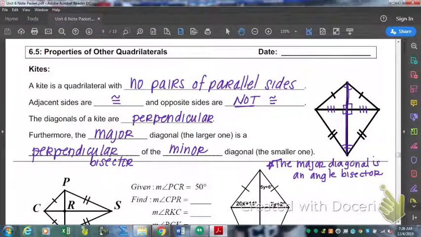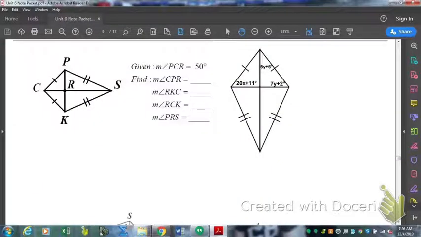So let's use this information to figure out some stuff about some diagrams. On the left here we have a kite, CPSK, and it tells us that angle PCR is 50 degrees. So that means this little guy right in here is 50 degrees in measure. So we've got to find the other angles, CPR, RKC, all that other stuff. I want you to remember that all of these angles in here are 90-degree angles. Those are all perpendicular. And we have a bunch of triangles in here.